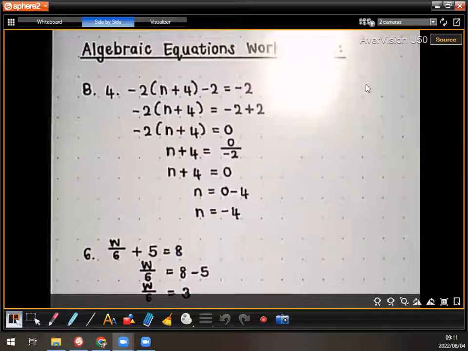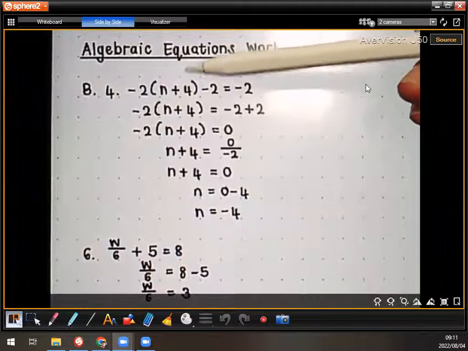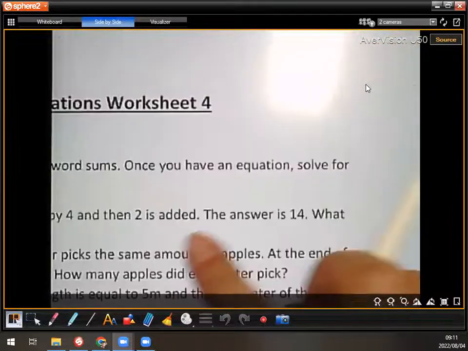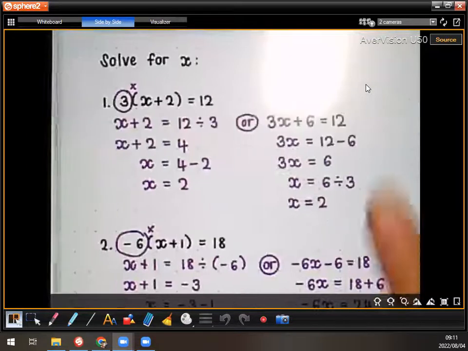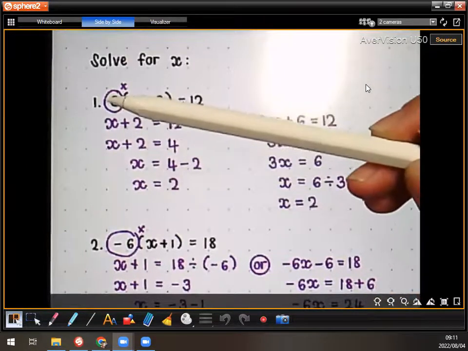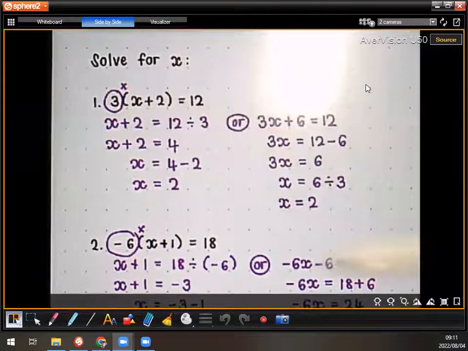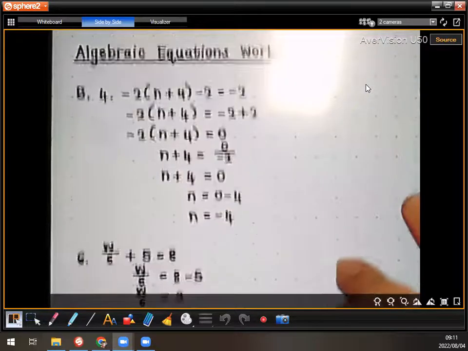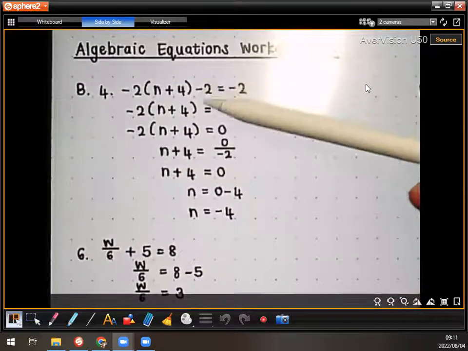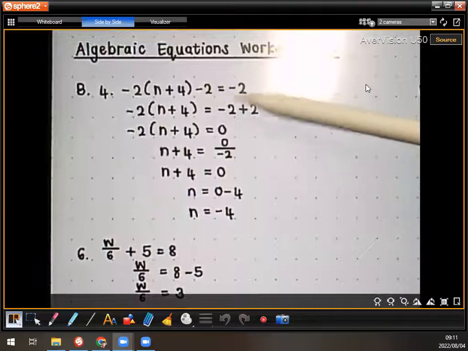So what I did here, just to show you quickly, is I decided basically to do this method, where I'm going to get rid of the number in front of the bracket so that I'm just left with the bracket. But before I could do that, I also had to get rid of that minus 2. So that's what I did first.